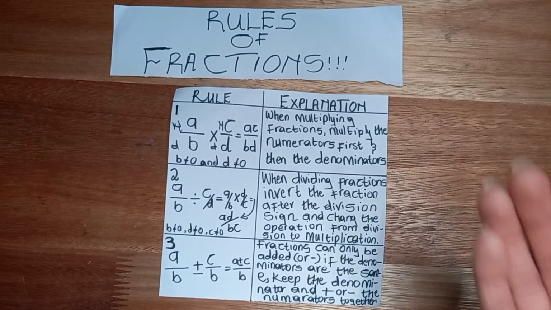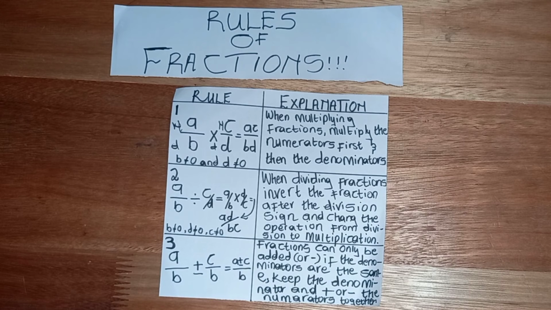So as you can see, when we are multiplying, we multiply the numerators together, and then we multiply the denominators together. But when we are adding or subtracting, we don't tamper with the denominators. We just make sure that the denominators are the same, and if they are not the same, we're going to use methods like finding the LCD, and then if they are the same, you just add or subtract the numerators.